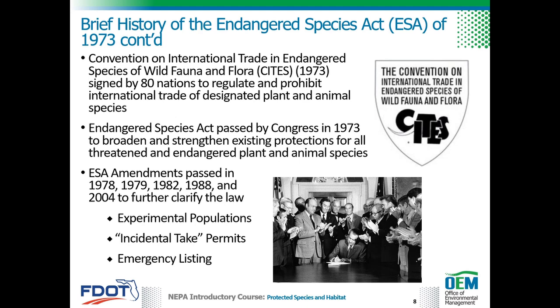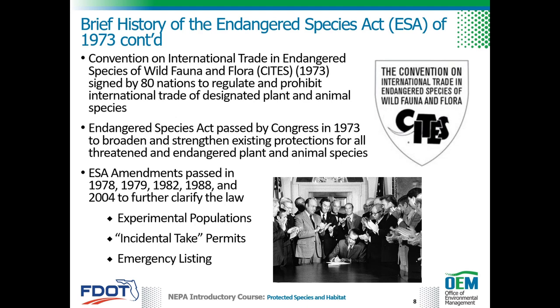That same year, Congress fulfilled the U.S. part of the CITES agreement by passing the Endangered Species Act, or ESA, of 1973. This law broadened and strengthened existing protections for all threatened and endangered plant and animal species, in addition to codifying the process and procedure by which these protections would be enforced.